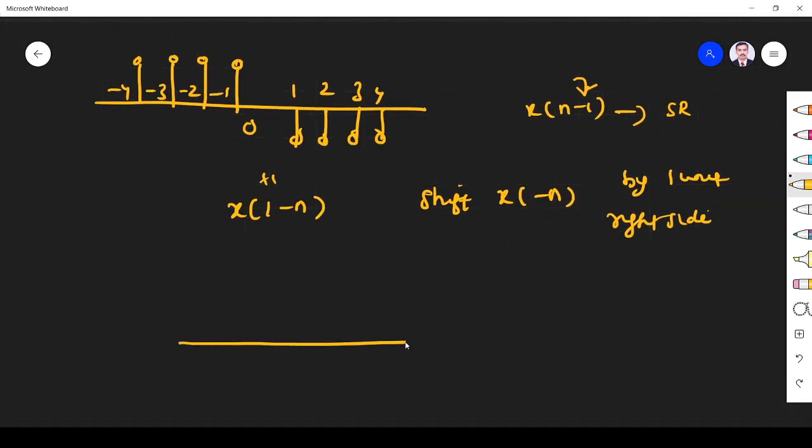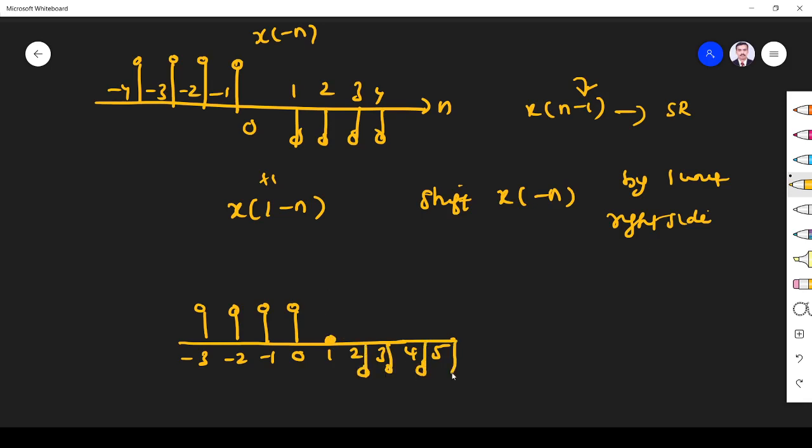So now what will happen? This x of minus n should be shifted 1 unit to the right-hand side. So it will go from minus 3 to plus 5. So minus 3, minus 2, minus 1, 0, 1, 2, 3, 4, 5. So how to draw? 4 samples, right? So 0 will go to here. 2, 3, 4, 5, right? So this is x of 1 minus n, with n on the x-axis.